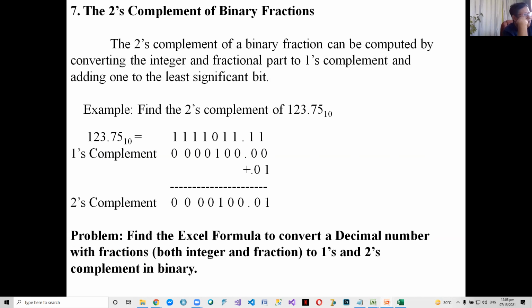Okay? Floating point arithmetic. We are going to discuss an arithmetic logic unit, or shall we say, addition and subtraction of floating points. No? Now, how do you find the 2's complement of a binary fraction?